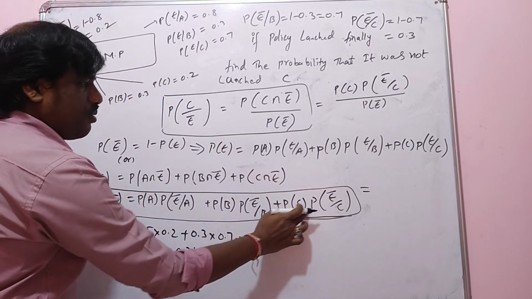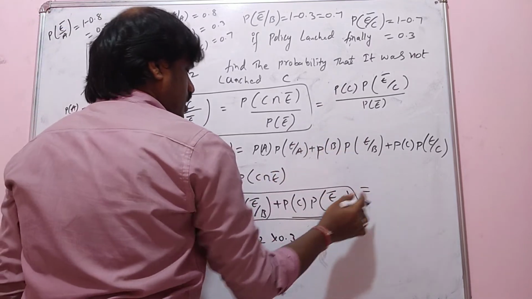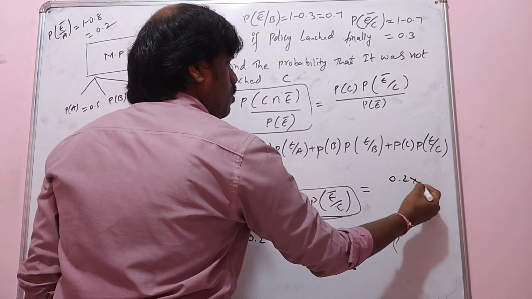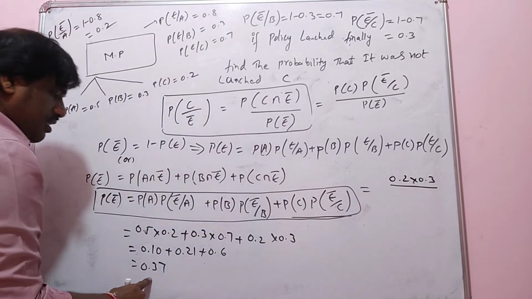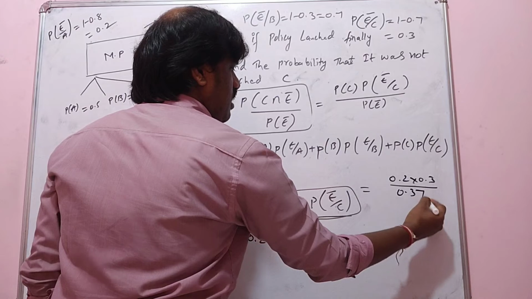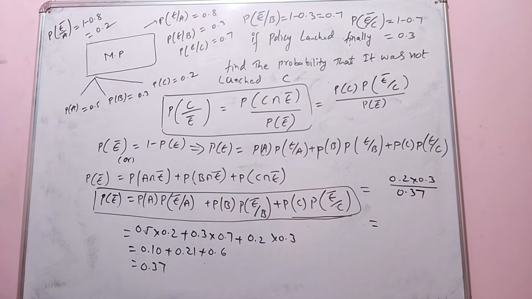Probability of C into probability of E bar by C, how much did I get? 0.2 into 0.3, divided by 0.37. This is the way we can solve this problem, and you are going to get the answer. This is what we call Bayes theorem. Let's solve many questions based on this, a few more so you can understand the concept. That is my intention: you need to understand the concept first. If you understand the concept, everything will be clear. If you did not understand, then it is a problem.